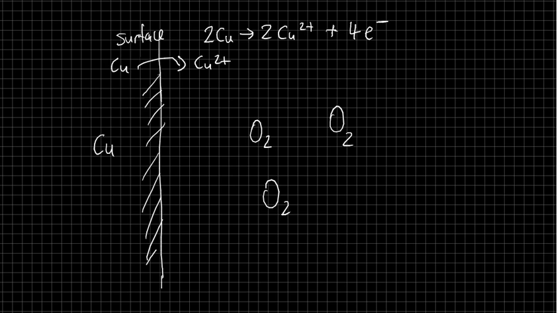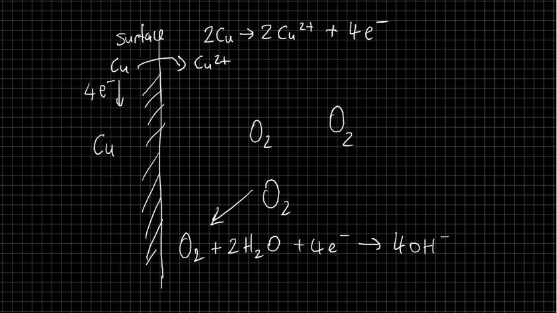Now that is going to release electrons, and that's going to allow this oxygen to come onto the surface of this electrode and allow that oxygen to be reduced. So you're going to have oxygen plus H2O plus those electrons that it gains from the copper, and it's going to go over to 4OH minuses. So this surface chemistry is going to occur.